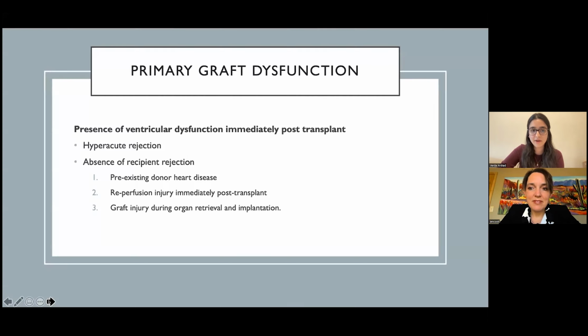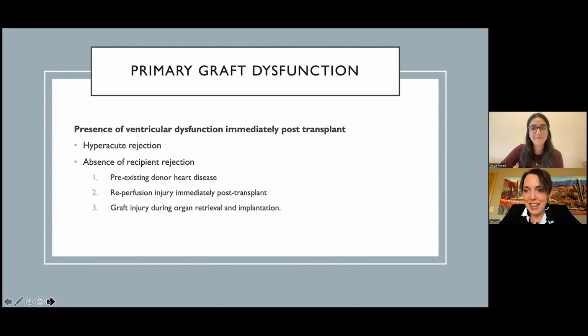So, primary graft dysfunction basically is the presence of ventricular dysfunction immediately post-transplant, and it can either be hyperacute rejection, or in the absence of rejection from the recipient, it can be pre-existing donor heart disease or reperfusion injury, which happens immediately post-transplant, or graft injury during organ retrieval and implantation. We don't see a bunch of that on our team as residents, particularly.